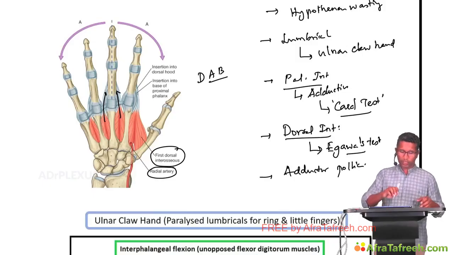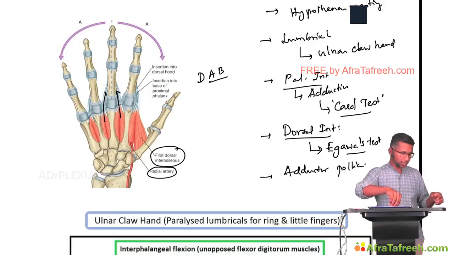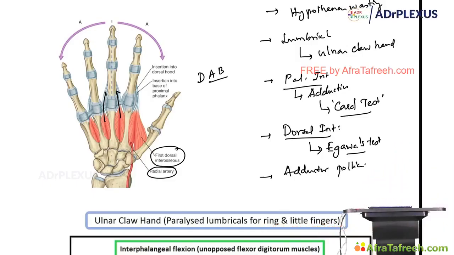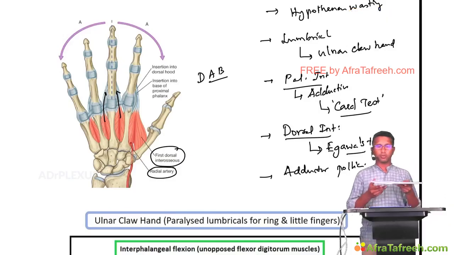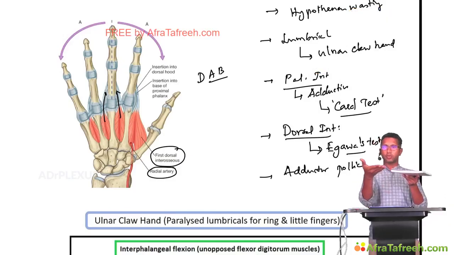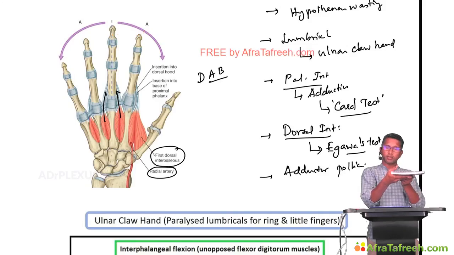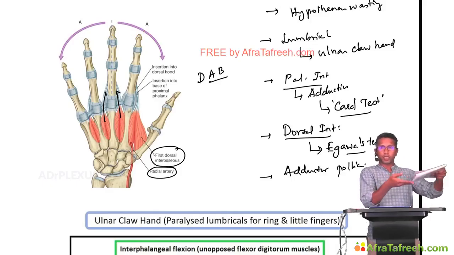Now how do you check the adductor pollicis muscle? Let us consider there is a book here. You give the book to the patient and ask him to hold it between the palm and the thumb. So what is this action, guys? This action is called adduction. So you ask the patient to adduct the thumb and hold it, and you try to pull it out.